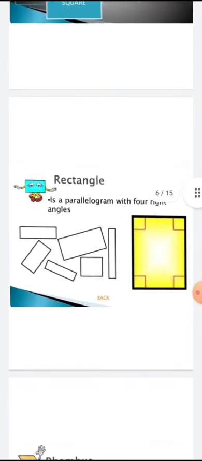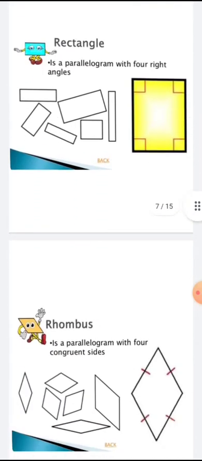Similarly, rectangle. See here, dear students, a rectangle is a parallelogram with 4 right angles, which means each angle is equal to 90 degrees. Also, all sides are equal in the rectangle. A rectangle also has opposite sides equal and diagonals that bisect each other. These are some of the properties of a rectangle.